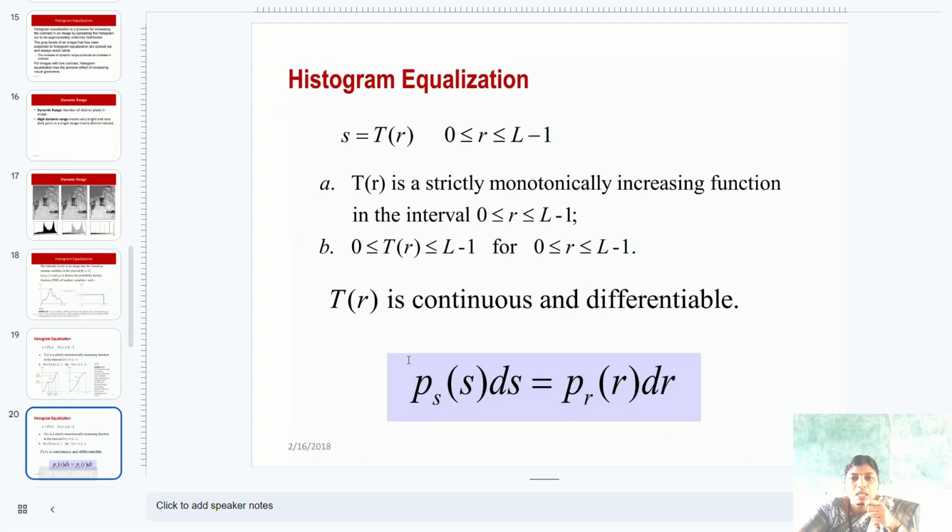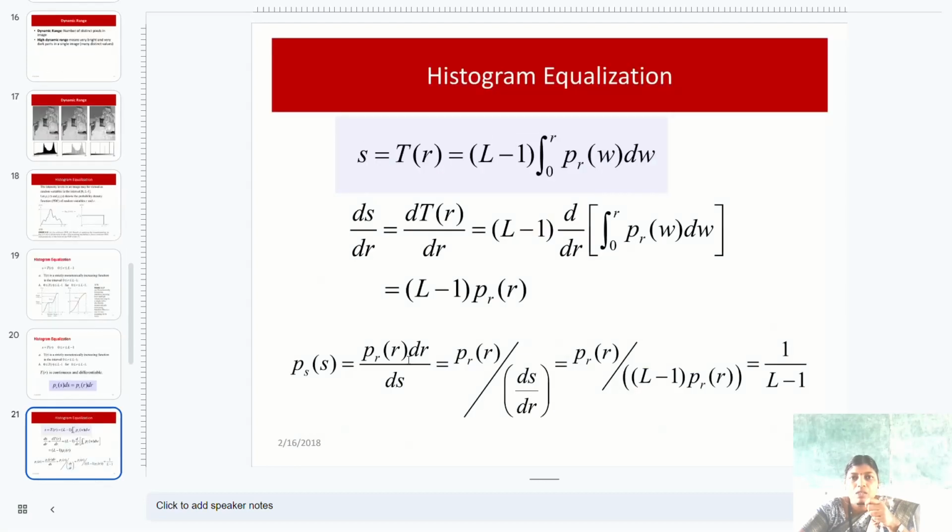Histogram equalization can be continuous as well as differentiable. So P of S of S ds is equal to P of R of R into dr. So it is strictly monotonically increasing in the interval 0 less than or equal to R less than or equal to L minus 1. So in histogram equalization, we are going to find S equal to T of R, that is L minus 1 times the integral from 0 to R of P of R of W dW.